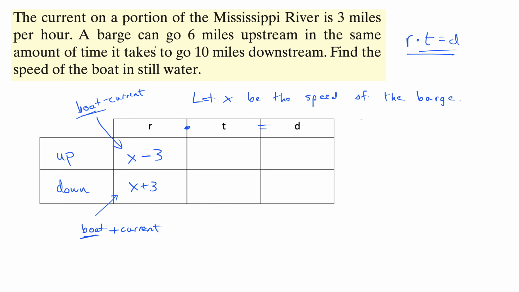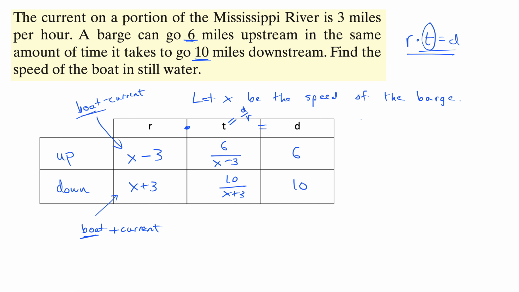I think we have some distances here. Upstream we're going 6 miles, so 6 miles up, and downstream we're going 10 miles down. Okay, it doesn't say anything else about time, so that's how I know I'm going to use time equals distance over rate. That's just solving this r times t equals d equation for time. All right, so let's plug that in. Distance is 6 over rate, x minus 3. Here we have distance of 10 over x plus 3.